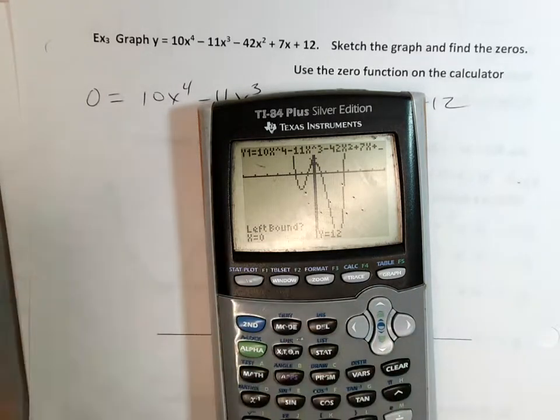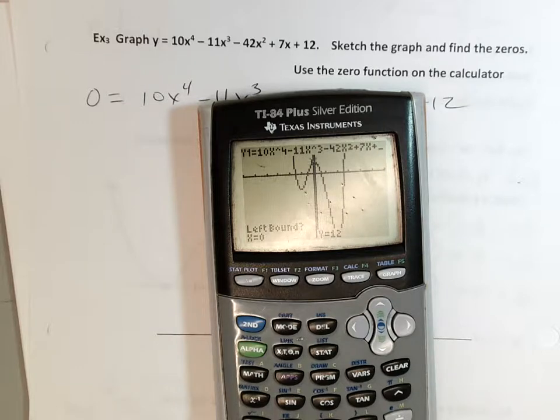Now, it says left bound, right bound. Everybody watching? So if I want to find this zero, see where my finger is? Just say left of it. Well, left of it really is above it. Does that make sense? And this is right of it. Right of it's really below it. You want to go left of it, right of it. So I'm going to put my cursor here above it, which is left of it. Lock it in. I'll put my cursor on this side below it and lock it in.